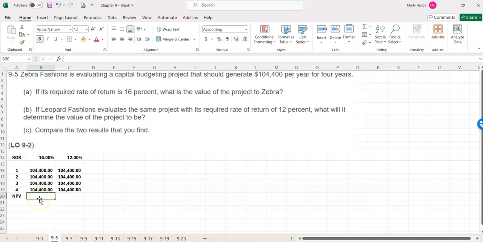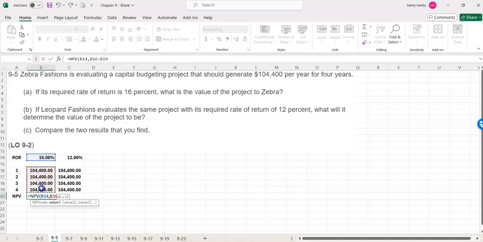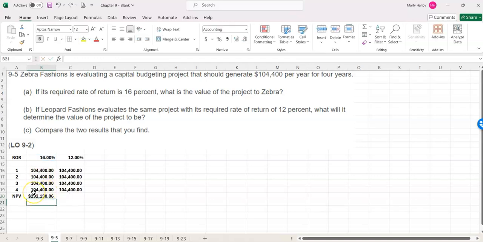So we're just doing an NPV, so equals NPV. So the rate is 16%, comma, and then we just capture all the cash flows and then hit return. So that's $292,130.06.